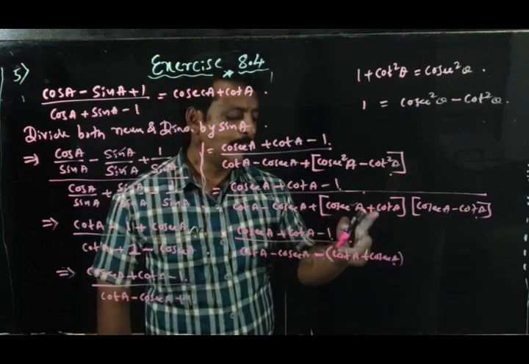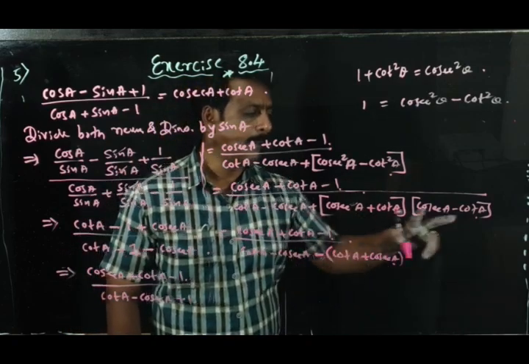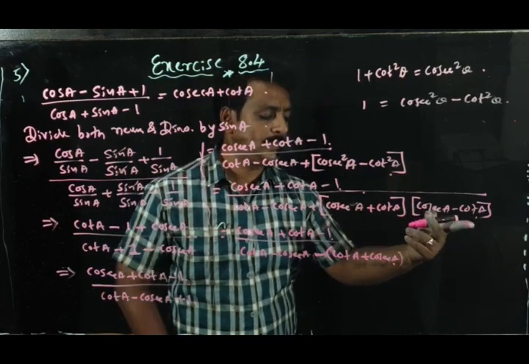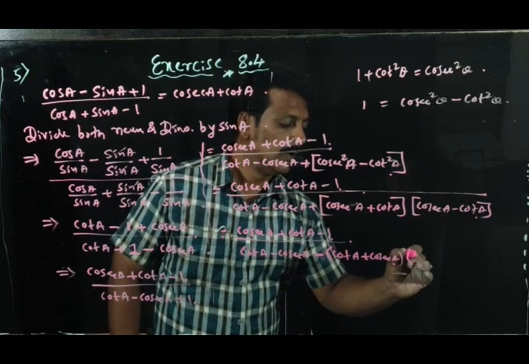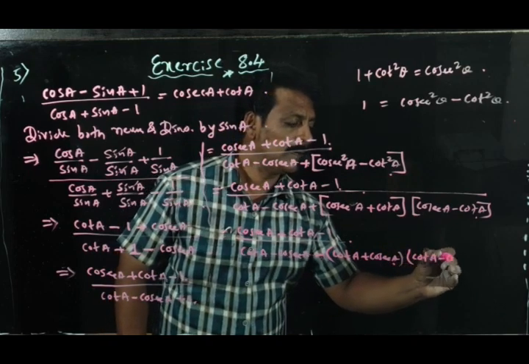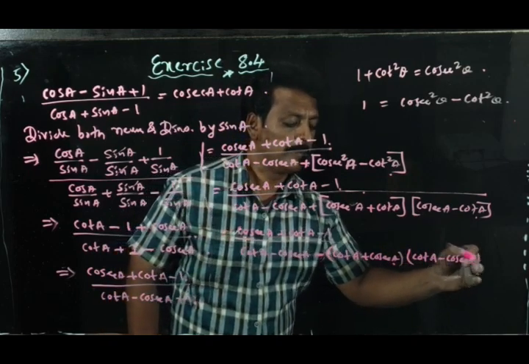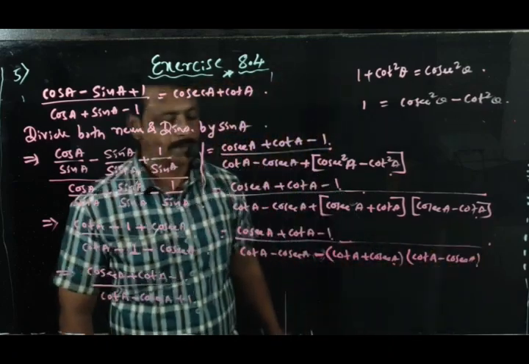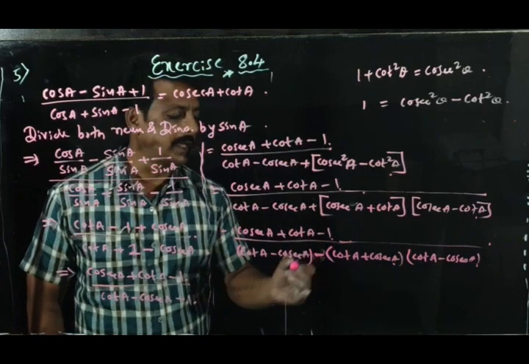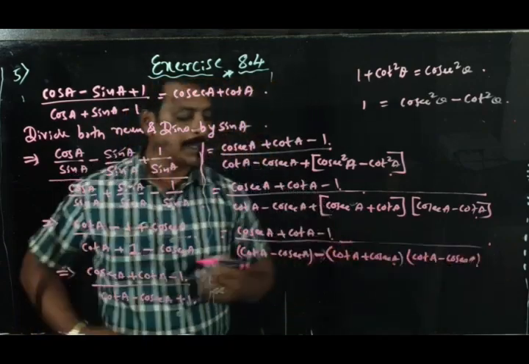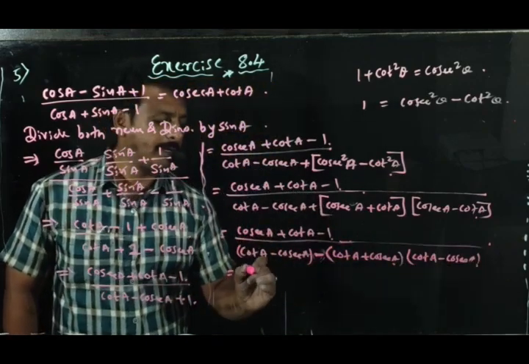This is plus, it will not change when we turn it, but it is minus when we change sign. Plus only I made as a minus. Then here you will get cot A minus cosec A. Done? Yes, sir. Now all of you observe cot A cosec A. Cot A cosec A I am going to take as a common. Then what you will get?